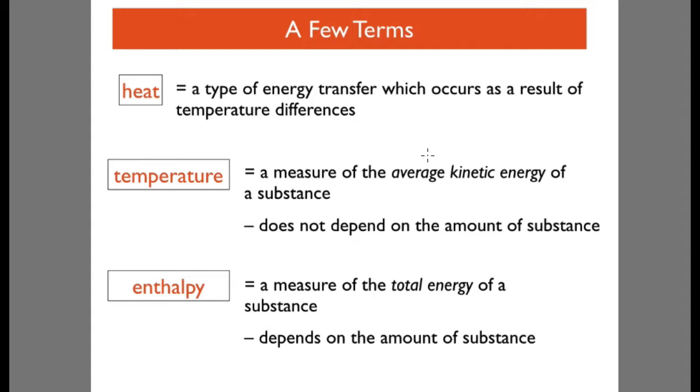Heat. It's a type of energy transfer which occurs as a result of temperature differences. Temperature. It's a measure of the average kinetic energy of a substance. It doesn't depend on the amount of the substance. Enthalpy. A measure of the total energy of a substance. This does depend on the amount of a substance.